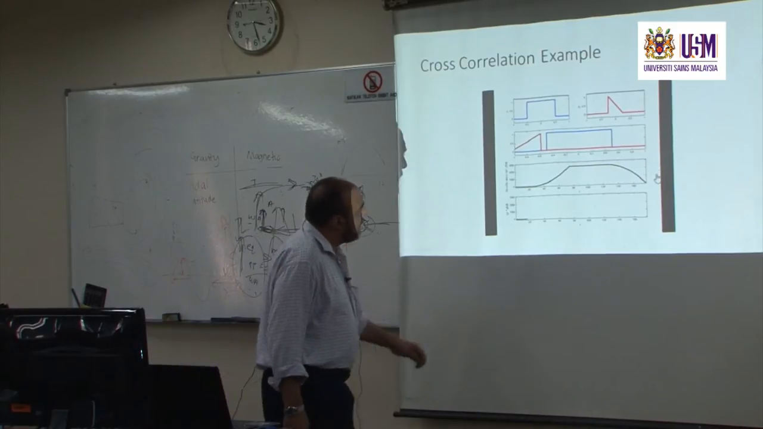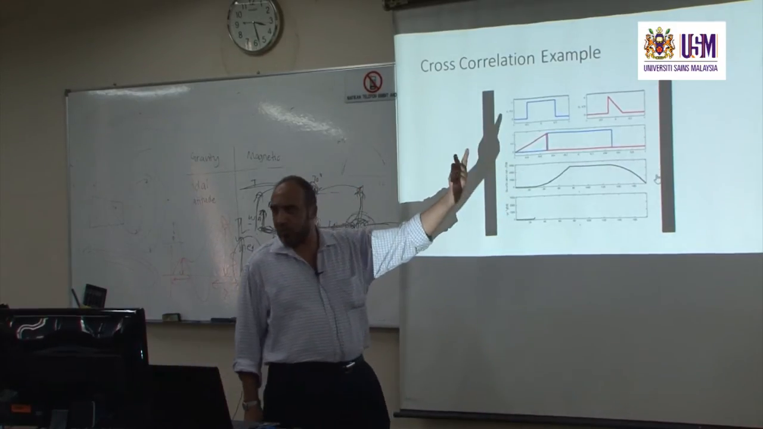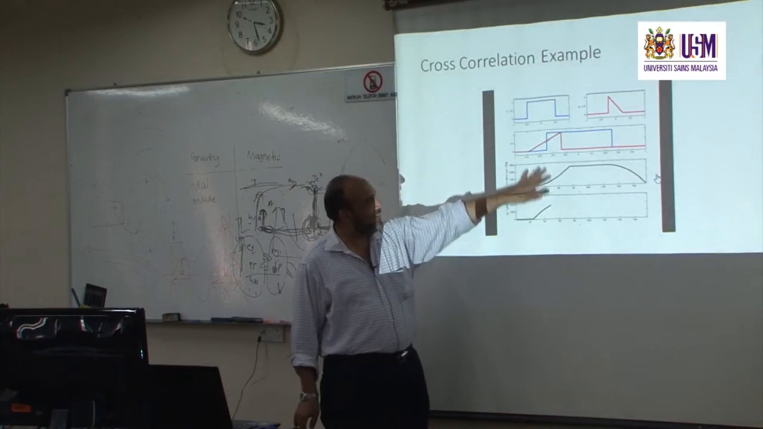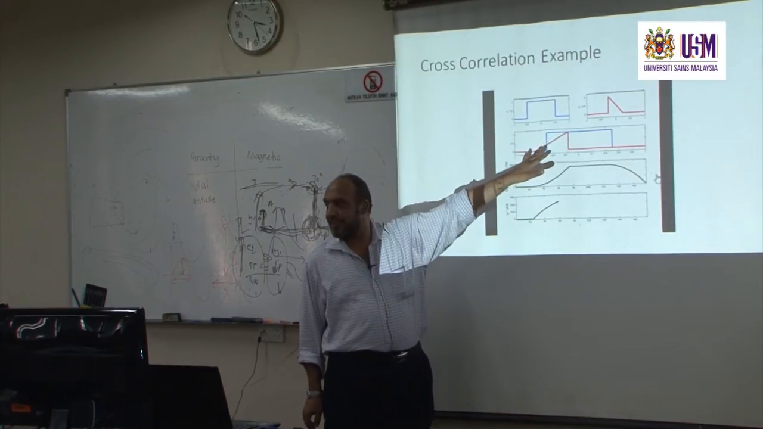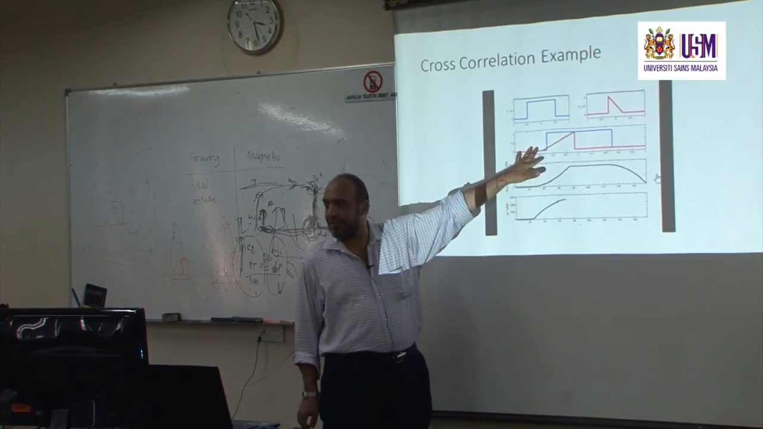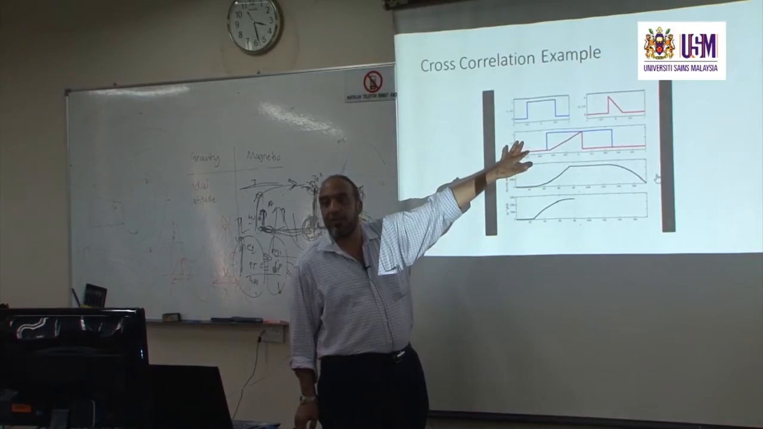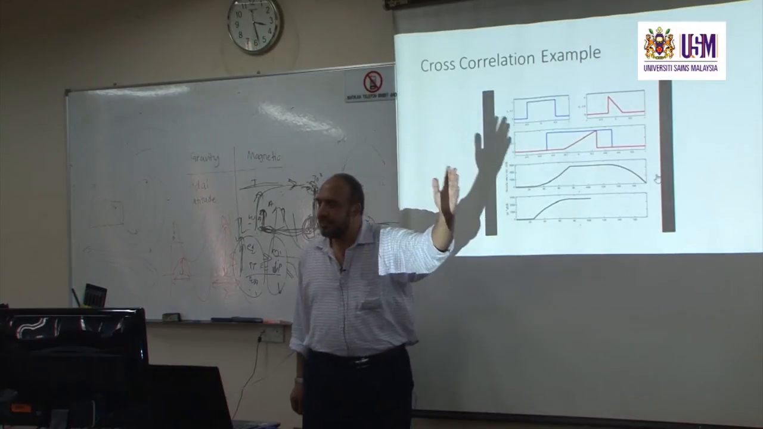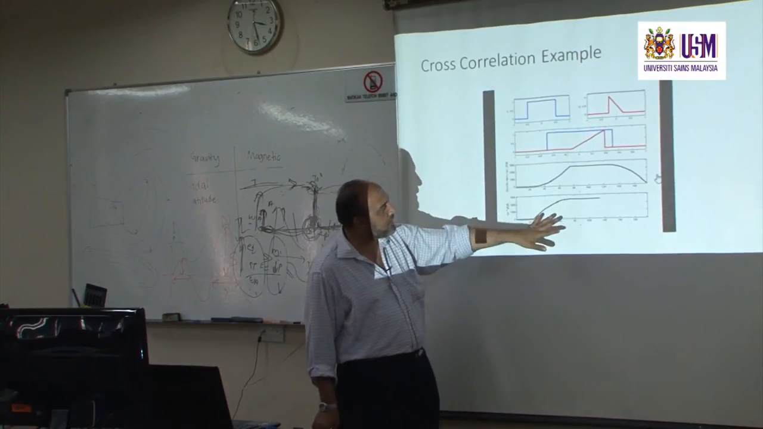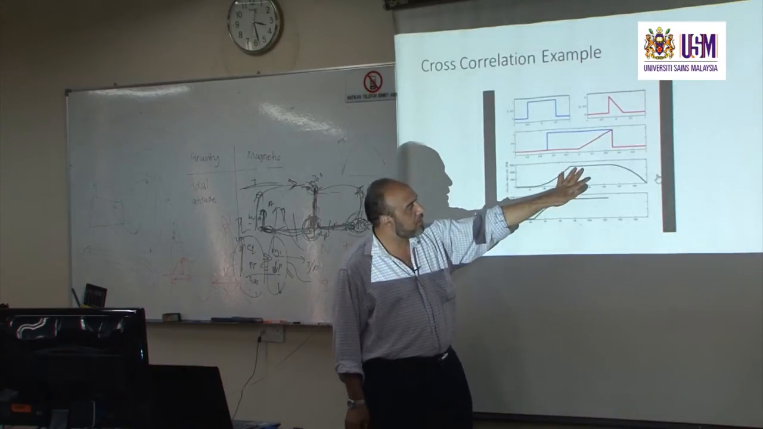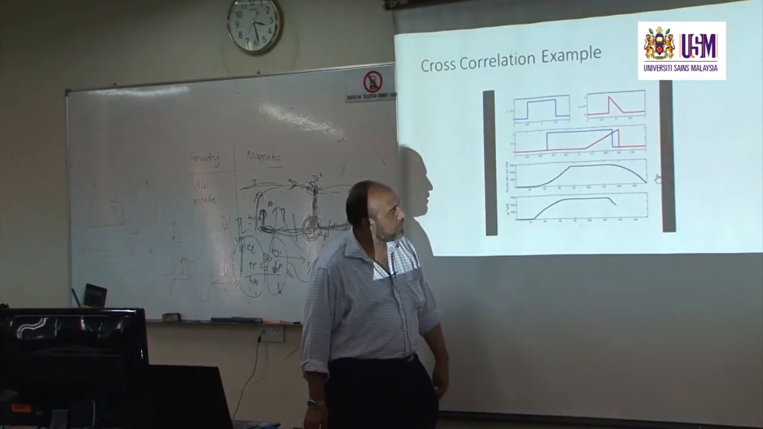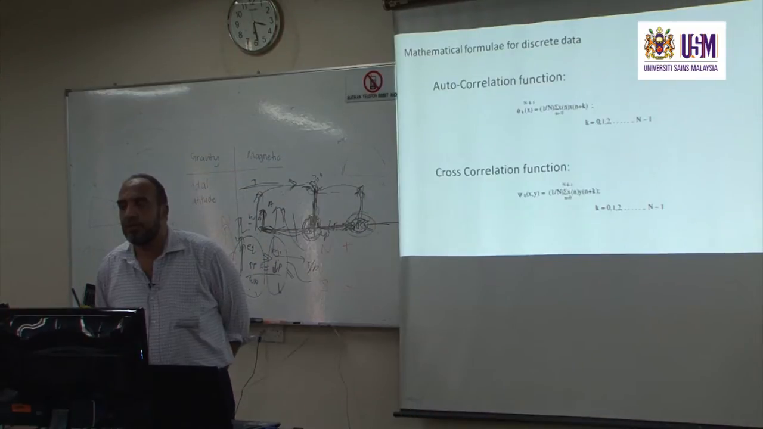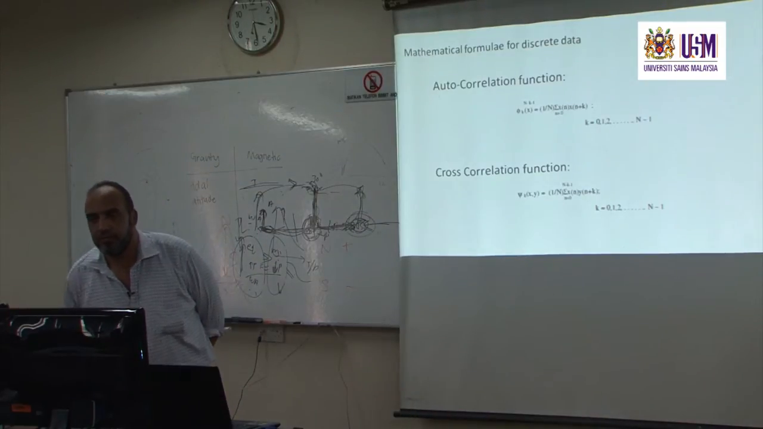This one, it's flipped. So this one, you should know, what's this called? What's the name of this process? Convolution. It was just yesterday. So this one is a convolution. So this is a comparison between cross correlation and convolution. Do you have any question?